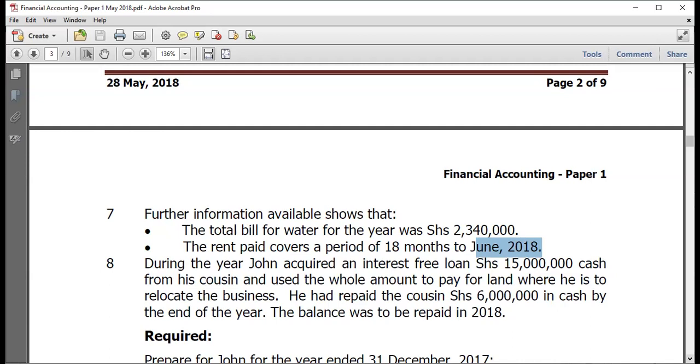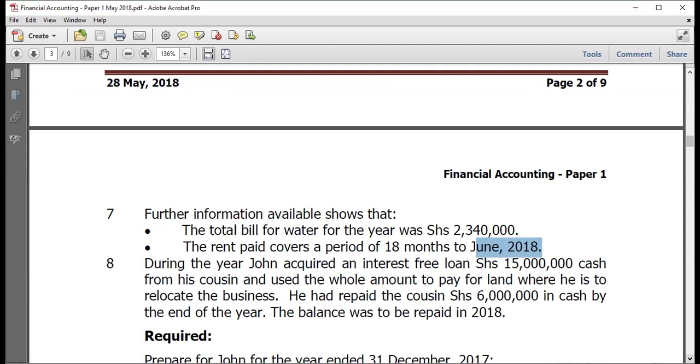Okay, important. So they're also telling us down here that during the year, John acquired a loan worth 15 million from his cousin and used the whole amount to pay for land where he is to relocate the business. He had repaid the cousin 6 million in cash by the end of the year. The balance was to be repaid in 2018. Okay, so what we are going to do is also to record these transactions as they happen. We are going to record these transactions as you can see there.